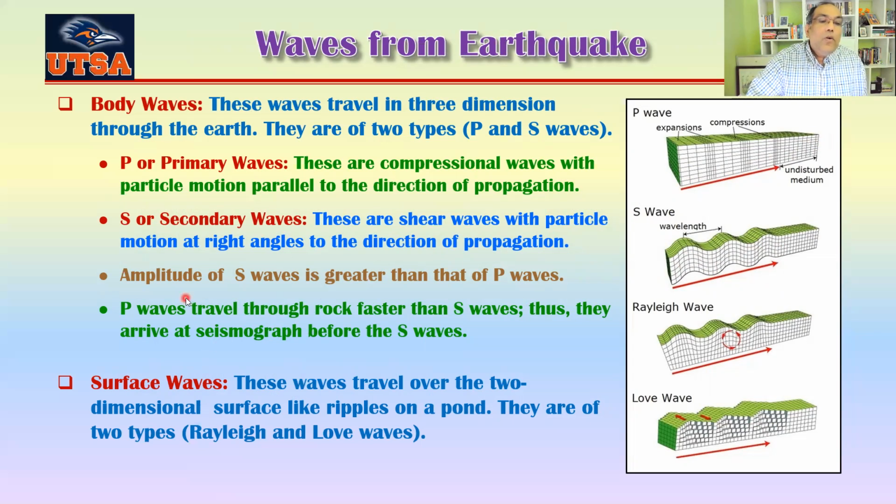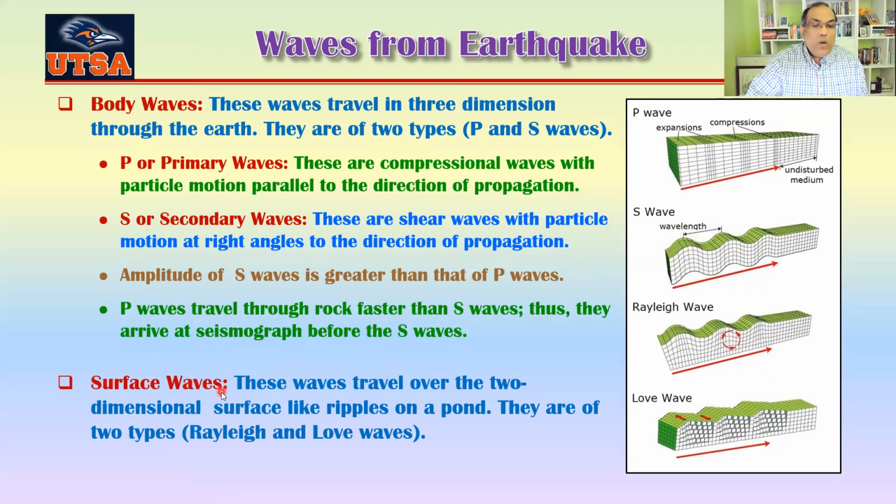Okay, so the amplitude of the S wave is greater than the P wave. Here the amplitude is much bigger than this one. This is the wavelength, right? So here the wavelength is shorter. The P wave travels through rock faster than the S wave, thus it arrives at the seismograph before the S wave. So this wave is faster than this wave. So you see first the P wave and then you see the S wave, okay?